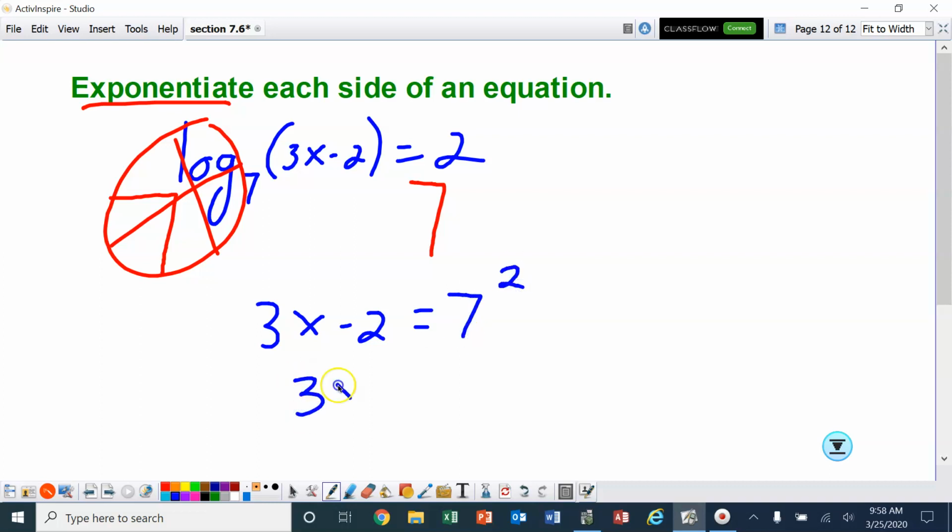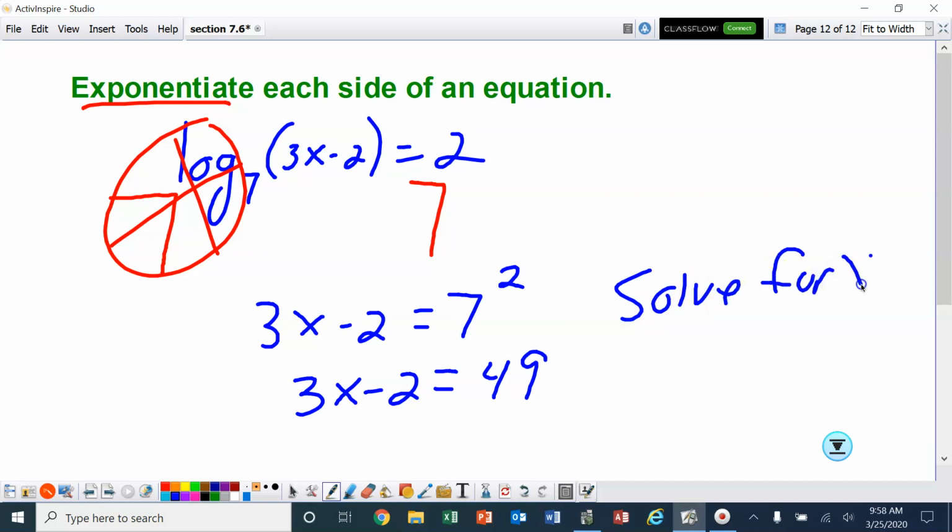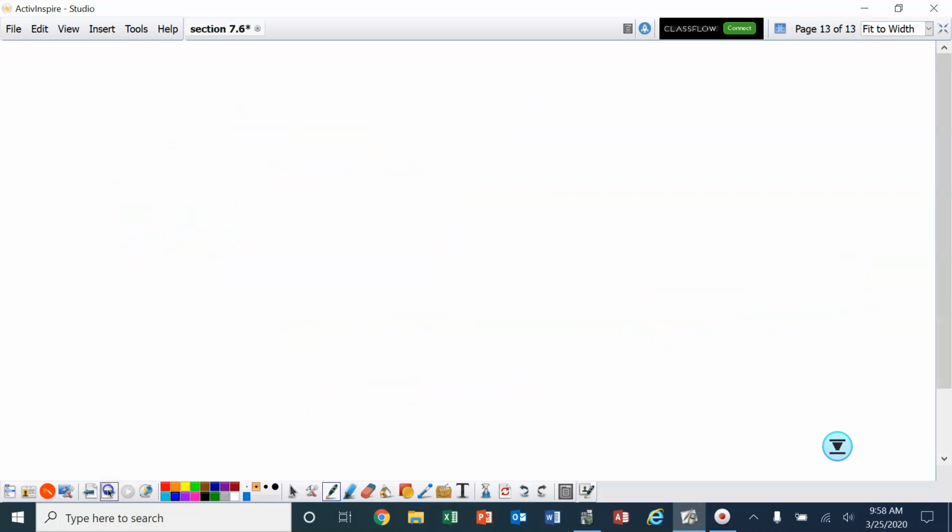We know what 7 squared is. 7 squared is 49. Then we're going to solve for x. I'm not going to do the algebra for that. You can do the algebra for that by yourself.